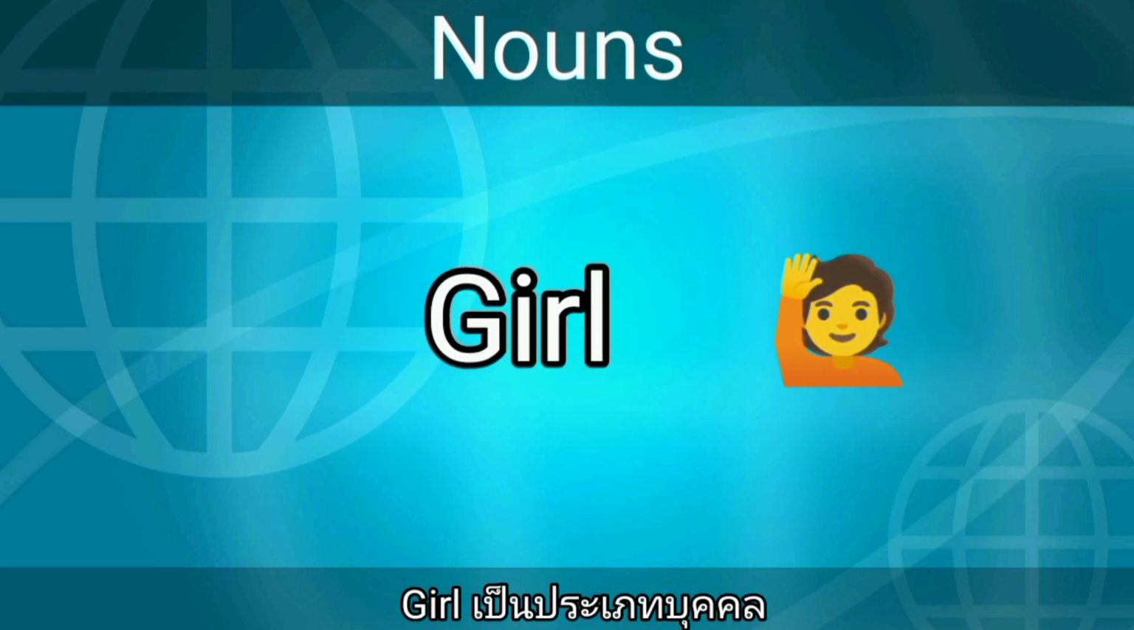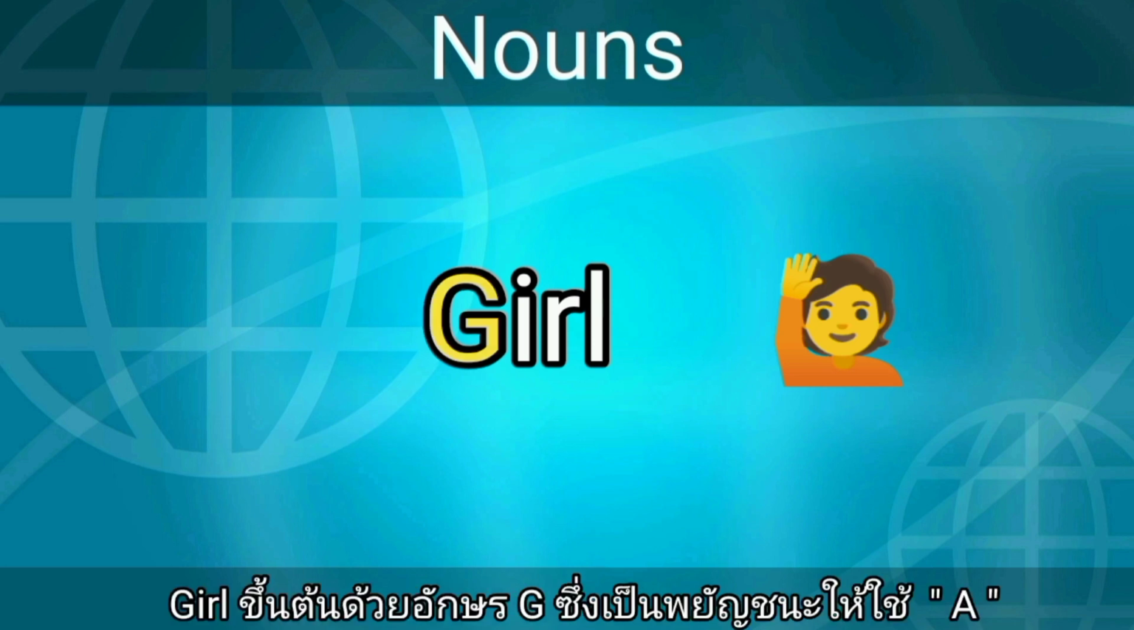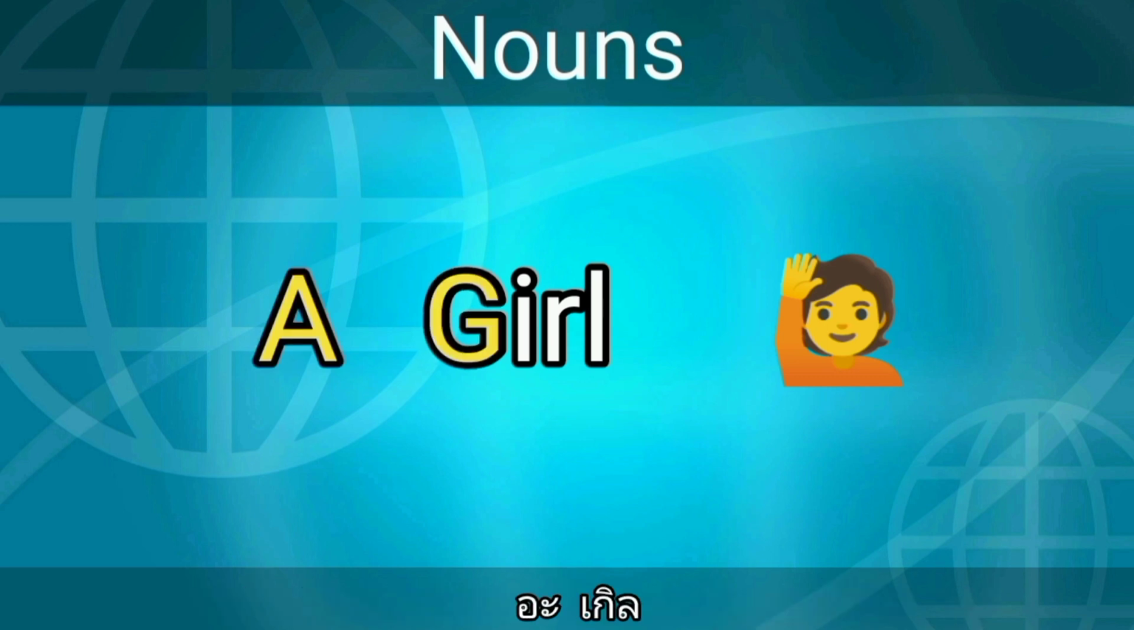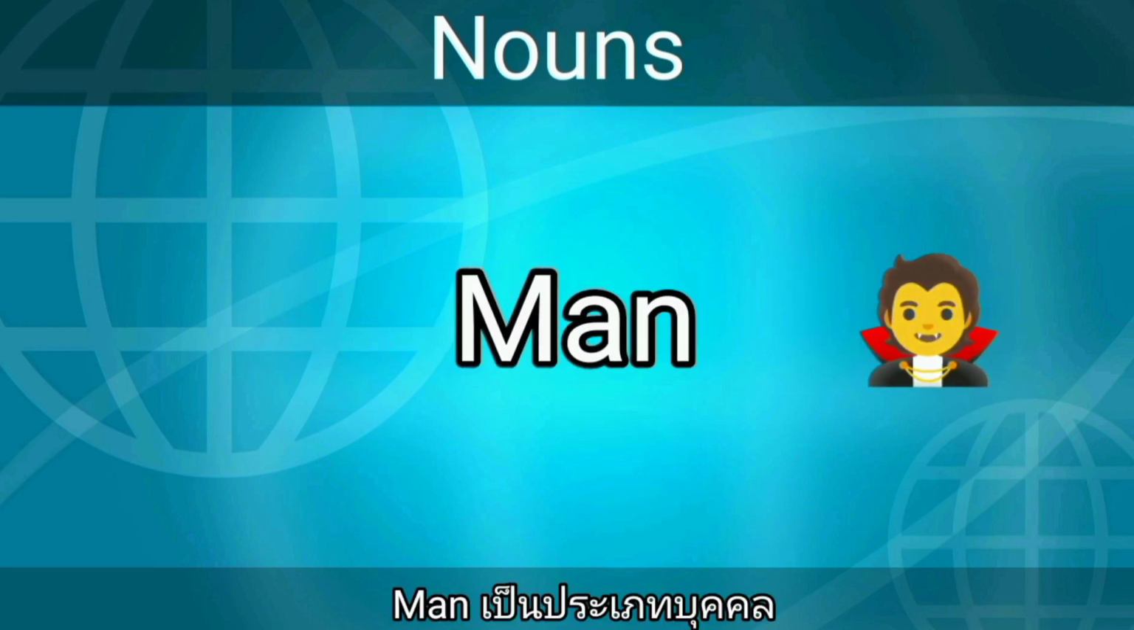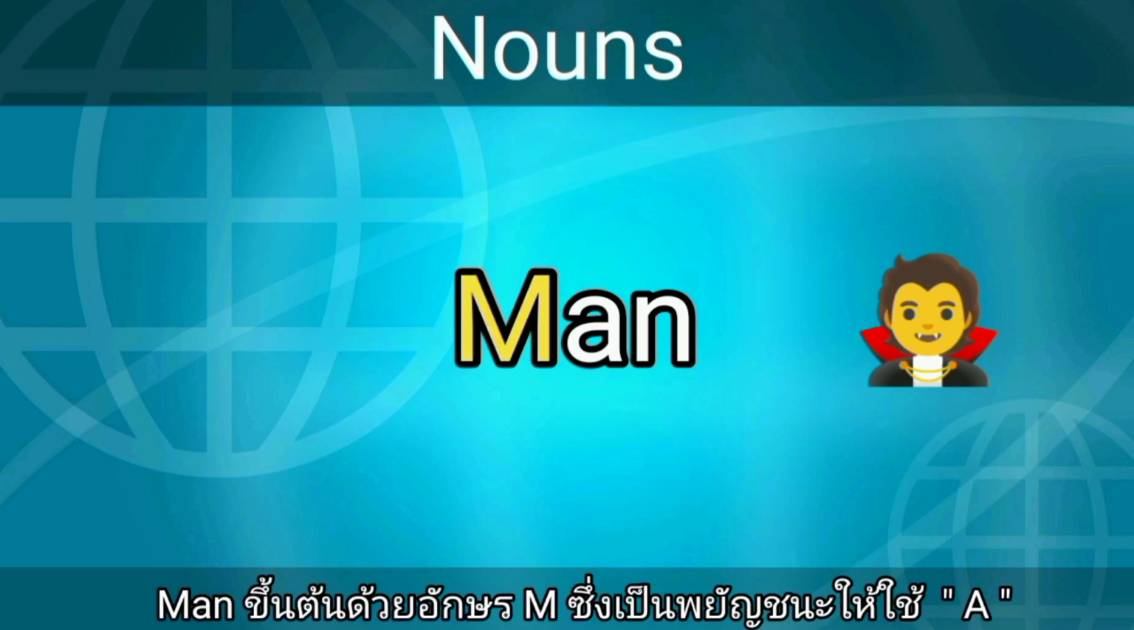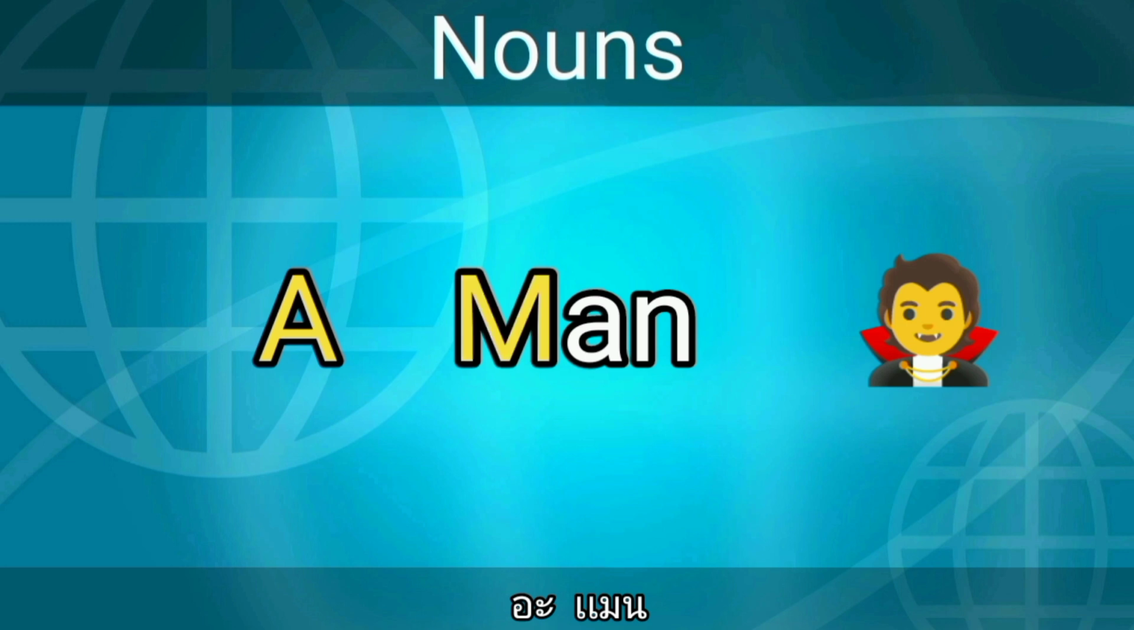Girl. Girl is a person. Girl starts with letter G. G is a consonant. Then put a girl. A girl. Man. Man is a person. Man starts with letter M. M is a consonant. Then put a man. A man.